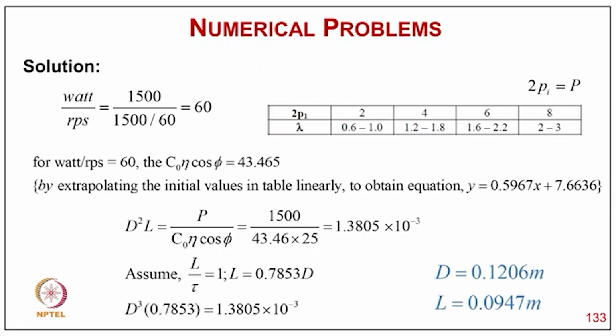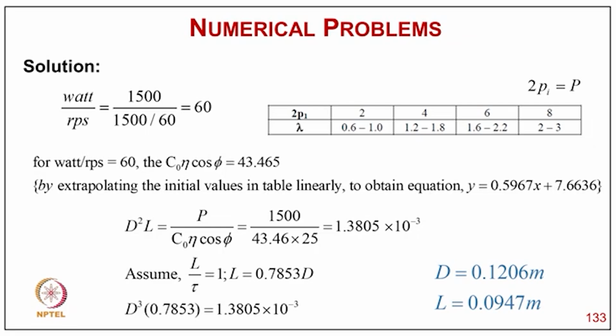Now coming to the solution. Watt per RPS for this machine is 1500 watt divided by RPS, 1500 by 60, that comes 60. From the typical table for watt per RPS 60, the C0 eta cos phi is 43.465. So D square L comes P upon C0 eta cos phi. Putting in the value, it comes 1.38 times 10 to the power minus 3, and considering L upon tau of 1, L comes 0.7853 D.